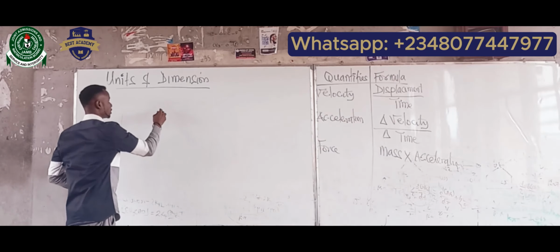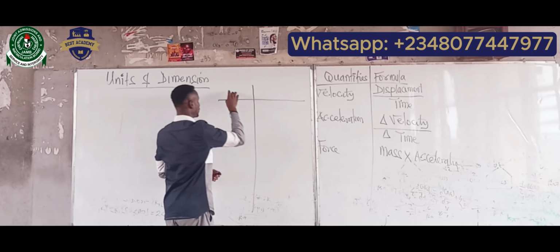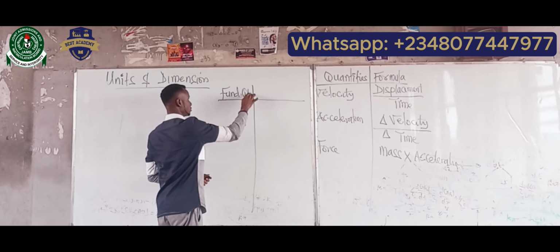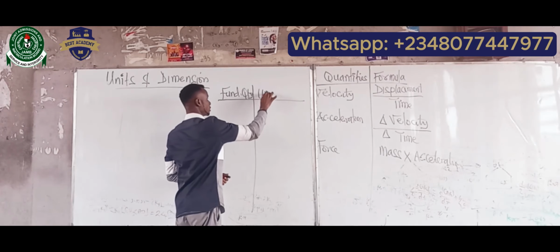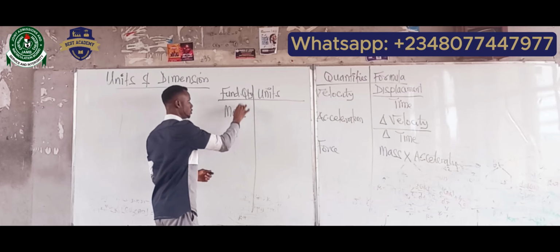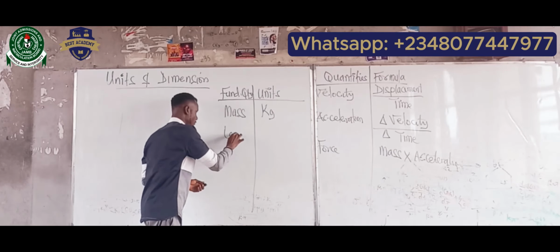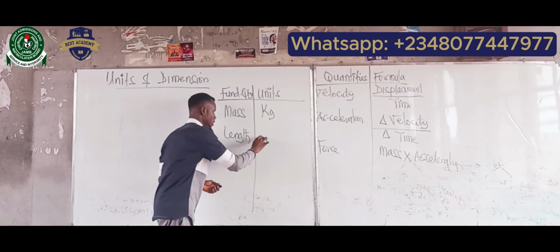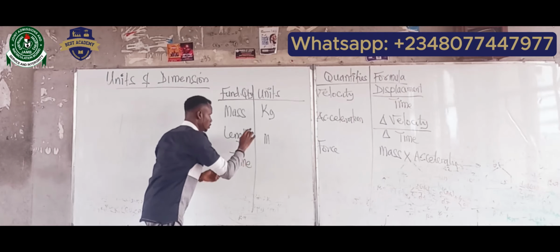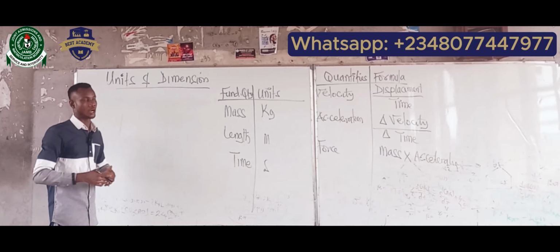Now our fundamental quantities are, let's take note of this. Here are the fundamental quantities, and we have their units here. First of all, we have mass. The unit of mass in physics is what? Kg. The second one, we have length. The unit is what? Meter. The third one, we have time. The unit is what? Seconds. So this is what you should know about the fundamental quantities.